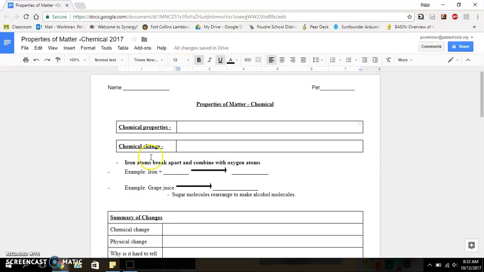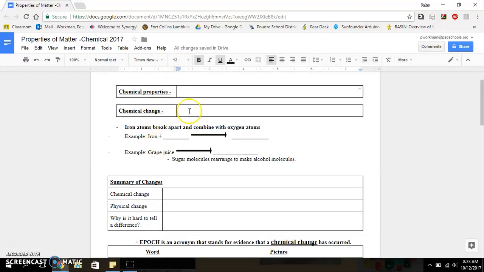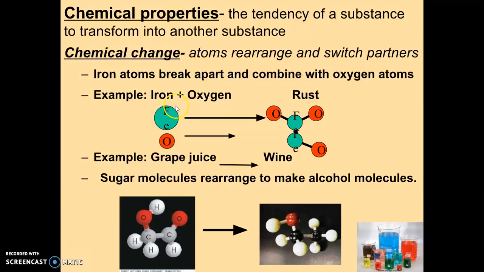Next, chemical change. The definition would be atoms that rearrange and switch partners. And we have a couple of examples here. You don't have to write this down, but you have to fill in some blanks. One example is from that previous slide.